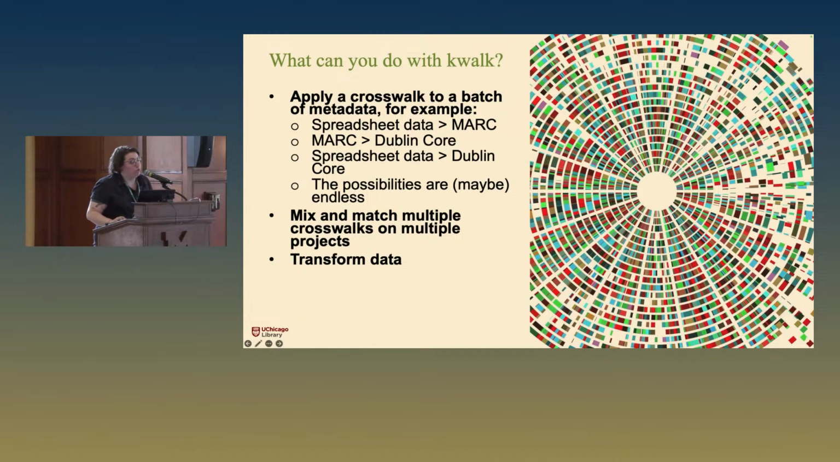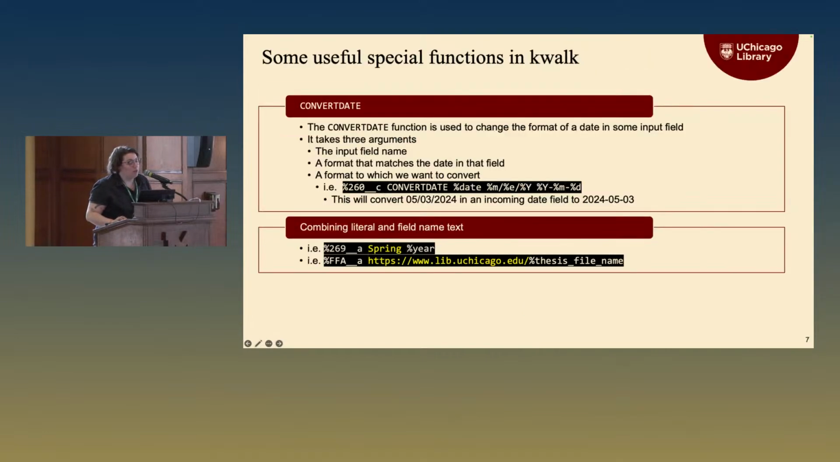You can also do MARC to Dublin Core, setting up a crosswalk that way. You can take spreadsheet data and do Dublin Core. And according to Keith, possibilities are maybe endless. That's how he tells me. You can also mix and match multiple crosswalks on multiple projects. And as I said, transform data, which I already got to.